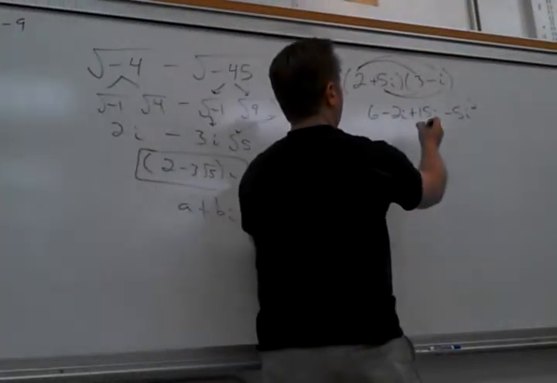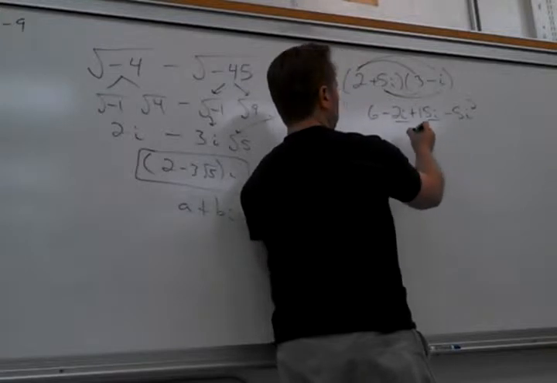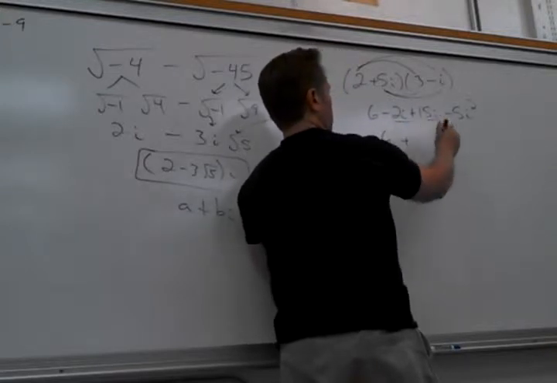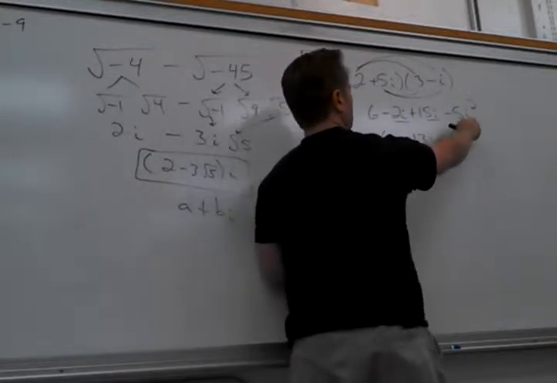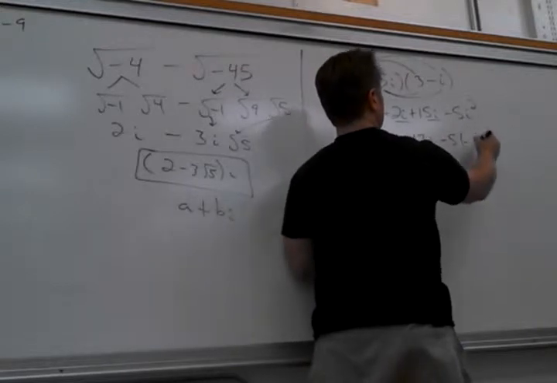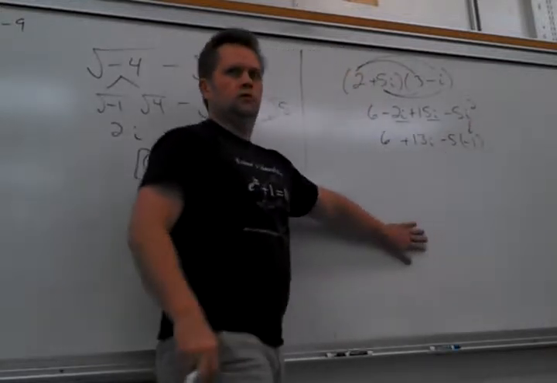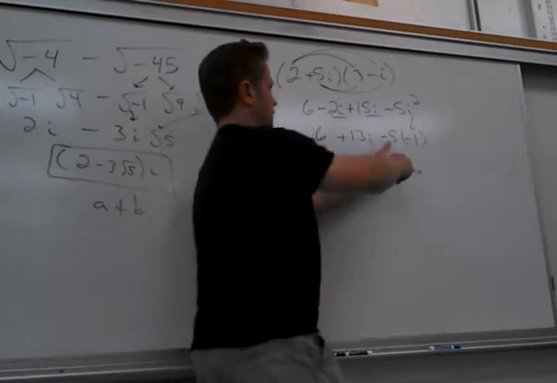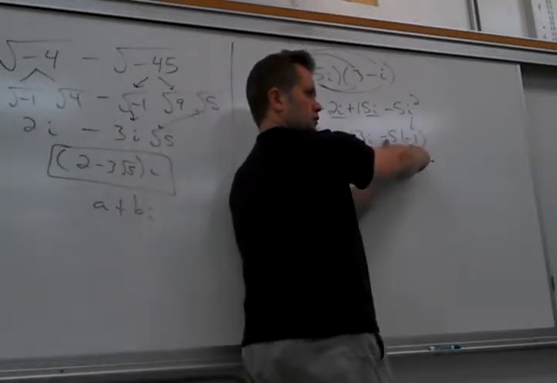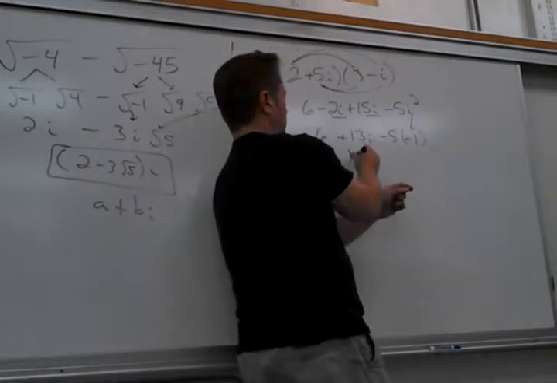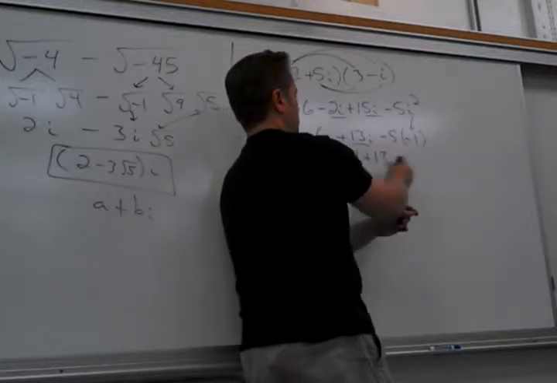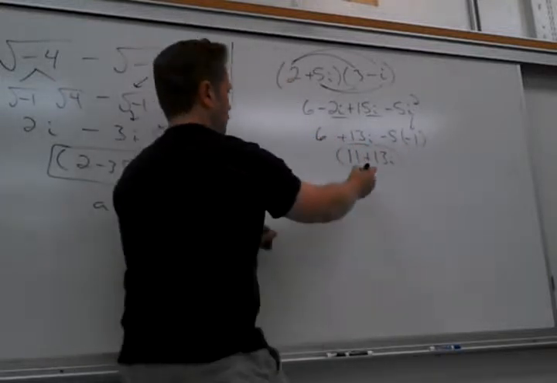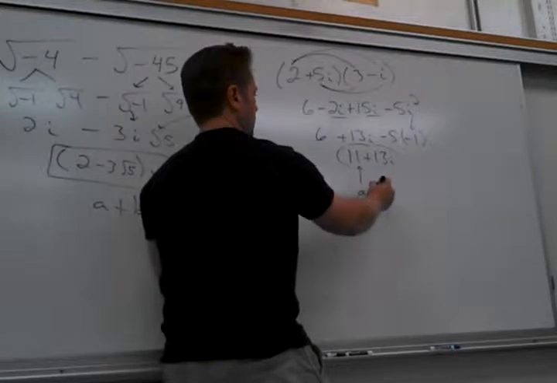So I definitely have these two in the middle. And then this one becomes minus 5 times negative 1. So now I've got 6 plus 5. Good. So I got 11 plus 39. And that's in the form A plus.